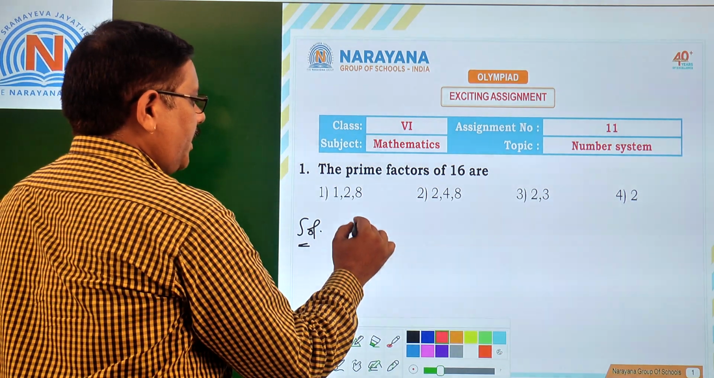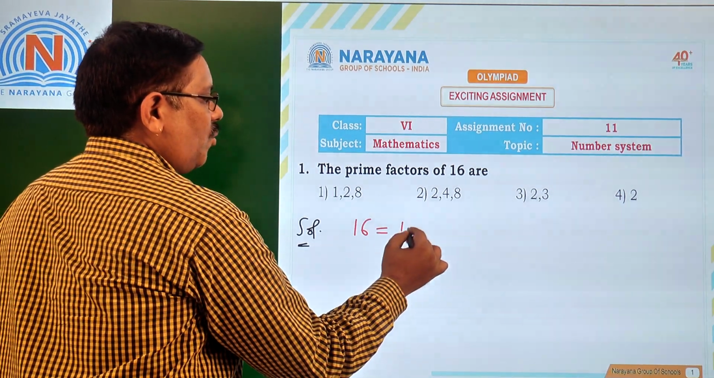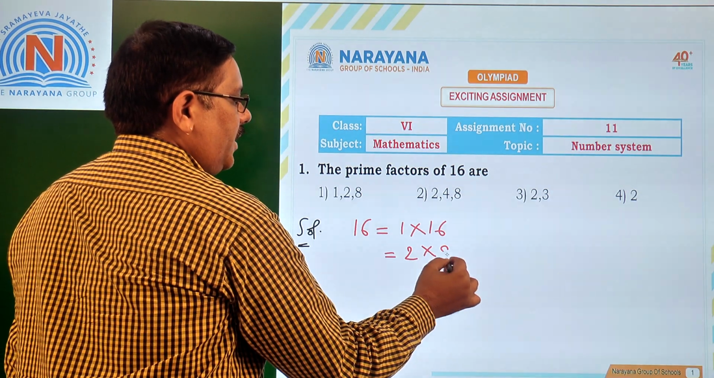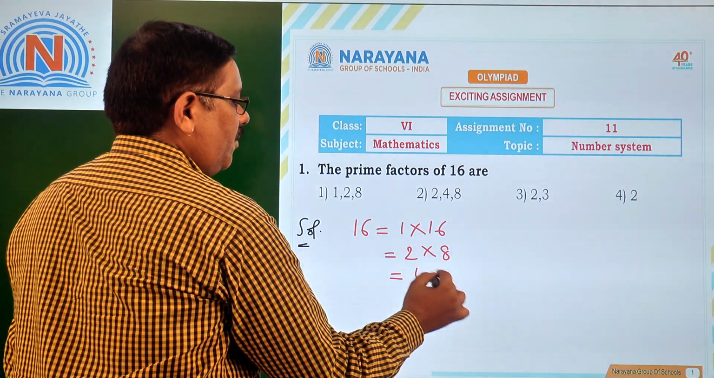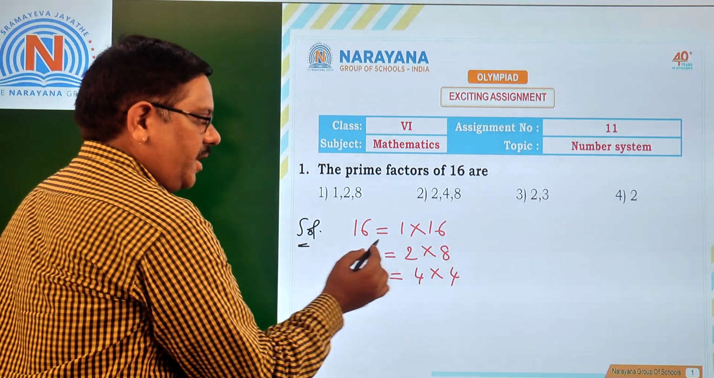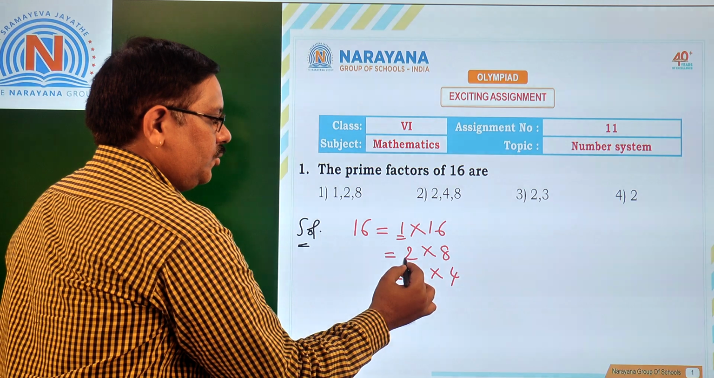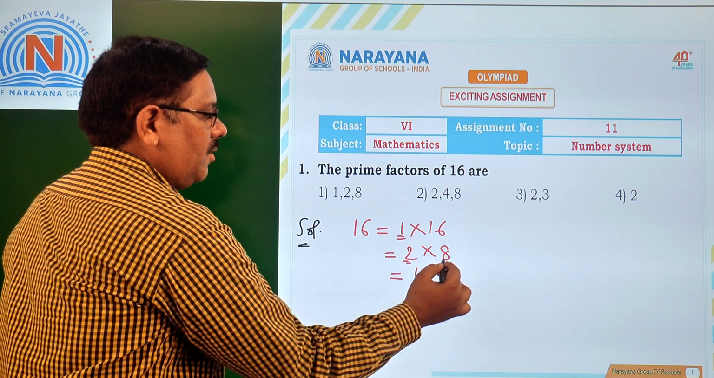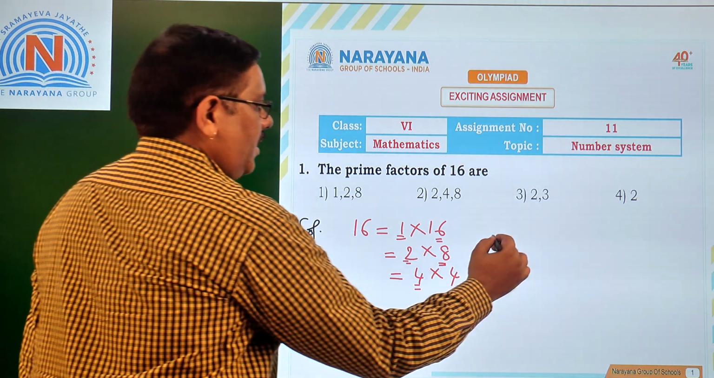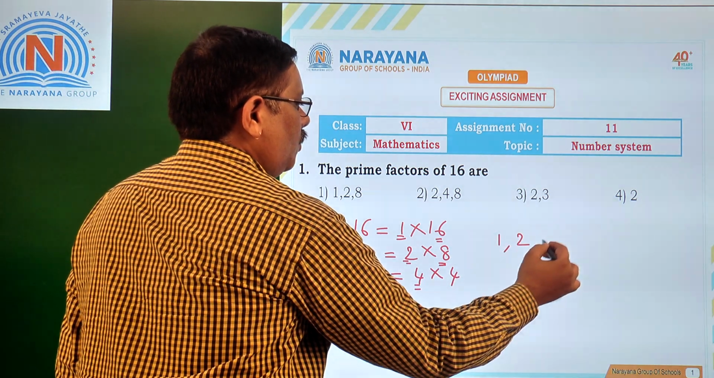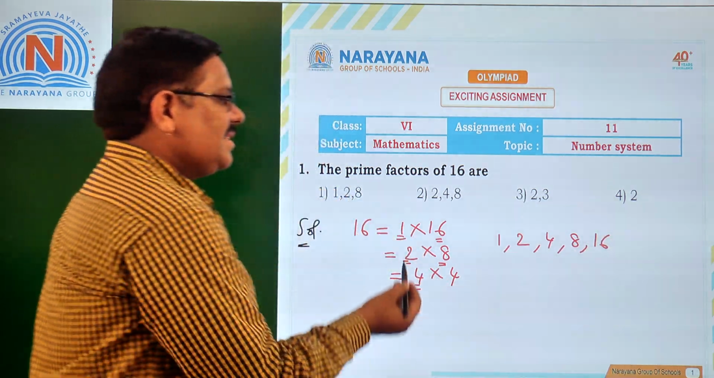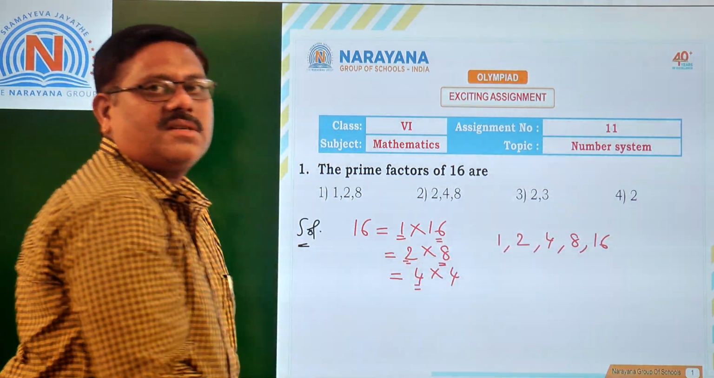If you take 16 we can write it as 1 into 16, 2 into 8, 4 into 4. Okay, if you observe the factors of 16, they are 1, 2, 4, 8 and 16. These are the 5 factors of 16.